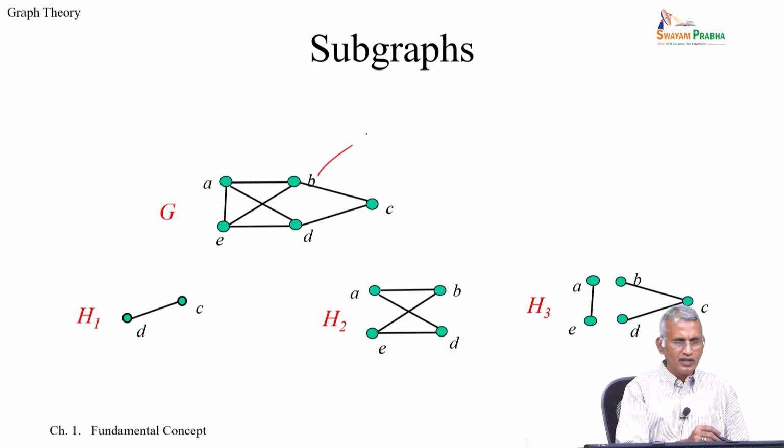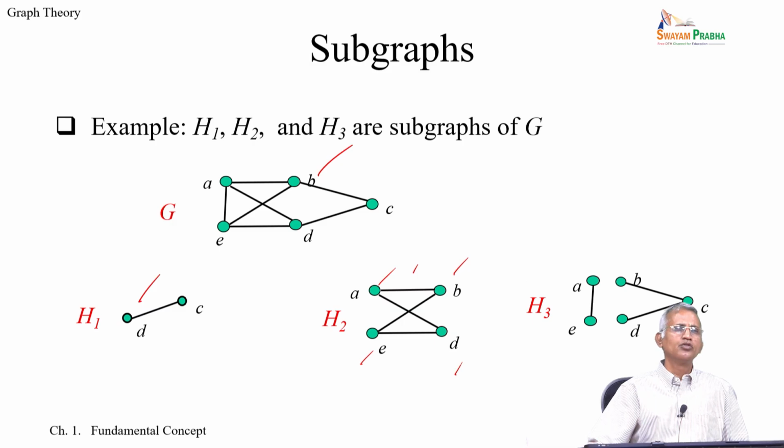You take the original graph, you take only one edge D and C, that is also a subgraph of G. Suppose you take one of the pictures from G, AB and ED only, take it. This picture taken from G is called H2, and for H3 we can have AE separate and BCD separate, then it is also a subgraph of the original graph G.